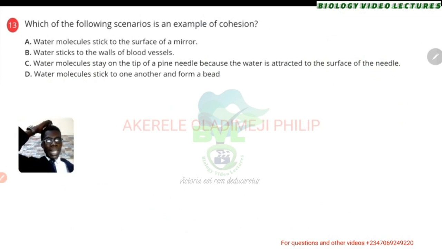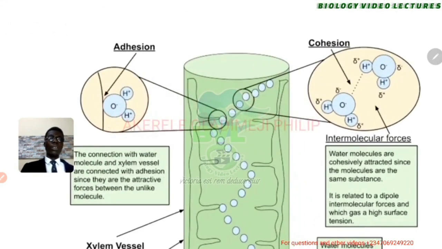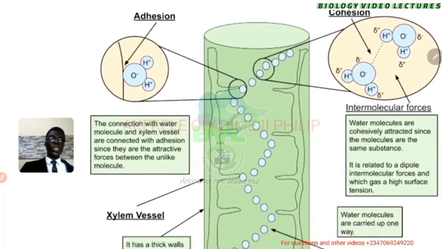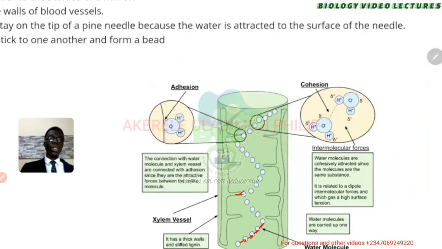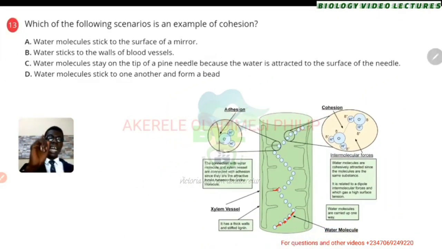Which of the following scenarios is an example of cohesion? Cohesion really means when the water molecules are attached to each other. Let me show you what that means. If I've taken you on transpiration before, you're going to see that as water is moving along the xylem, water is attached to water molecules by cohesion, while it is attached to the wall of the xylem by adhesion, please. It's attached to the wall of the xylem by adhesion and is attached to each other by cohesion.